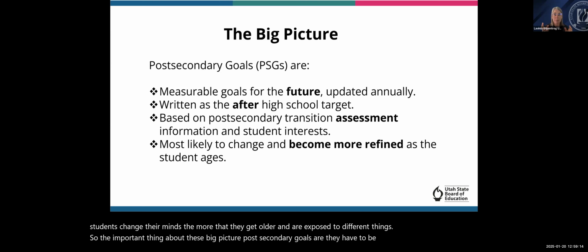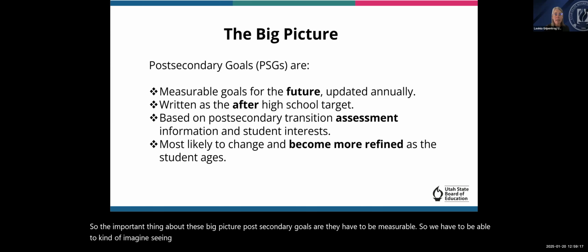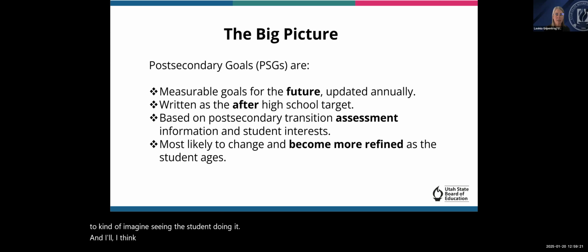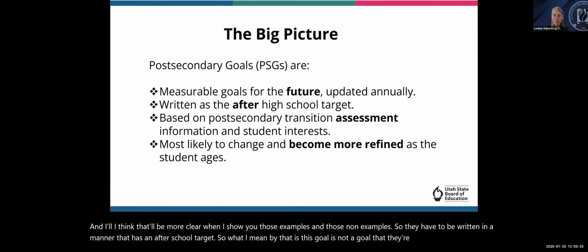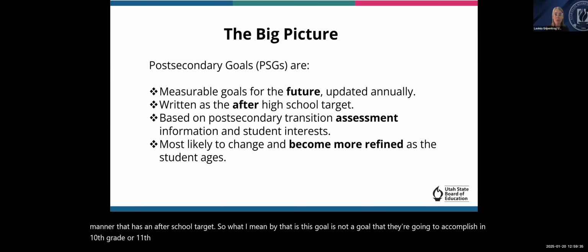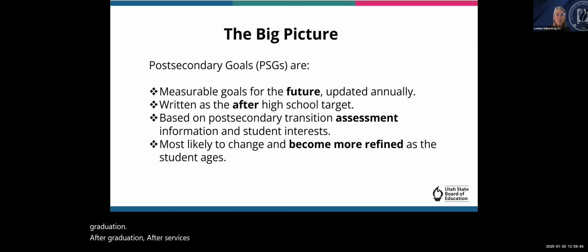So we have to be able to kind of imagine seeing the student doing it. And I think that'll be more clear when I show you those examples and those non-examples. So they have to be written in a manner that has an after-school target. What I mean by that is this goal is not a goal that they're going to accomplish in 10th grade or 11th grade or 12th grade. This is a goal for what they'll be doing after they leave the school. So upon graduation, after services end, there's lots of different ways you can word that, and I'll show you that.